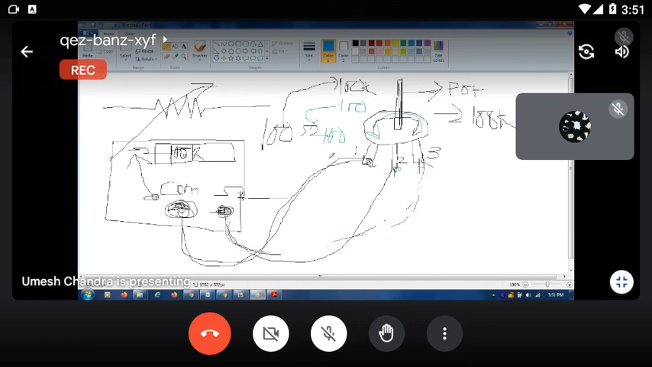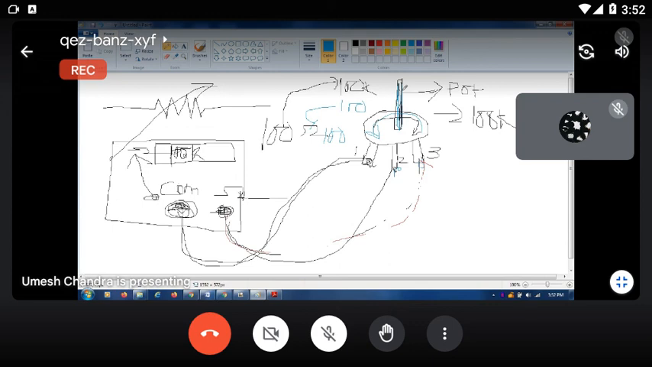Otherwise, you connect first and second, or second and third, then you vary the pot. After that, you see the resistance value of the variable resistor decrease or increase. Clear? Or any doubt? Sir, will first and second, and second and third give the same values of resistance? No, not the same value. If you connect first and second, or second and third, then you vary the pot, after that the resistance value decreases or increases.